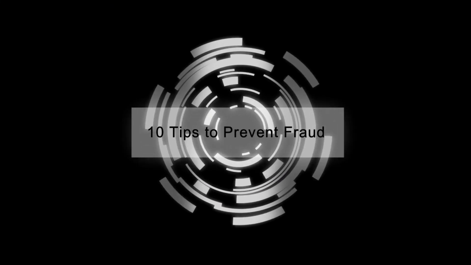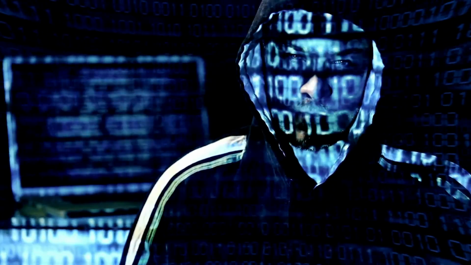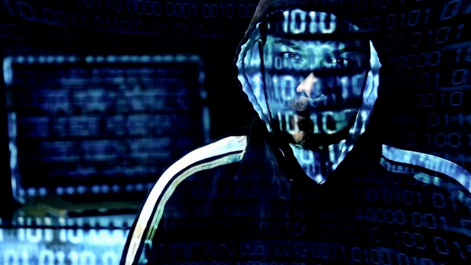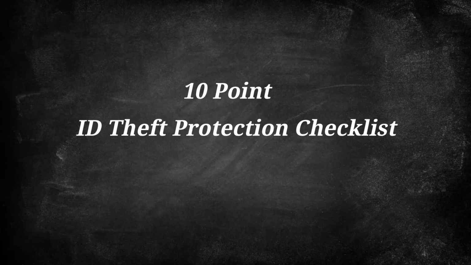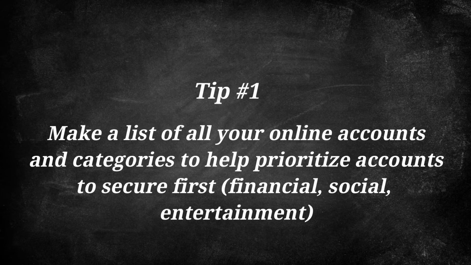So what can you do to prevent third-party fraud? Well, here are 10 free tips the Dark Web Deacon has come up with to secure your identity against not just third-party fraud, but fraud in general. Number 1. Make a list of all your online accounts and categorize to help prioritize accounts to secure first. So think about creating a checklist of your financial accounts, your social media accounts, and your entertainment accounts.